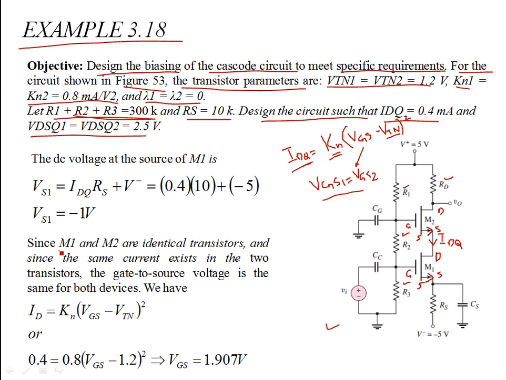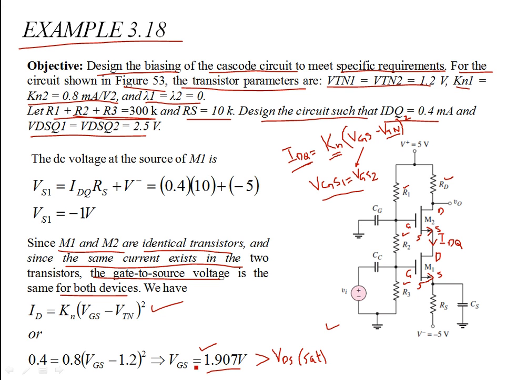Since M1 and M2 are identical transistors, and since the same current exists in the two transistors, the gate to source voltage is the same for both devices. If you use this relationship, it's independent of VDS. You find VGS for both the MOSFET devices, and you can see that this value is greater than VDS sat for both transistors, and VDS sat determines the transition point from non-sat to sat region.